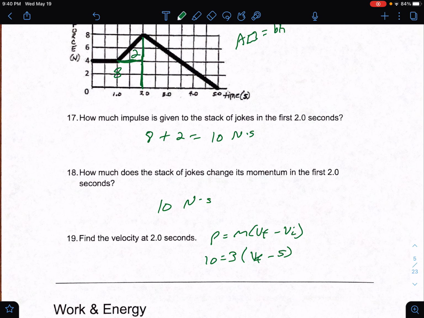Okay, so make sure you cross multiply. So this becomes 10 equals 3 VF minus 15. And then get VF by itself, and you should get a V final of 8.3 meters per second.